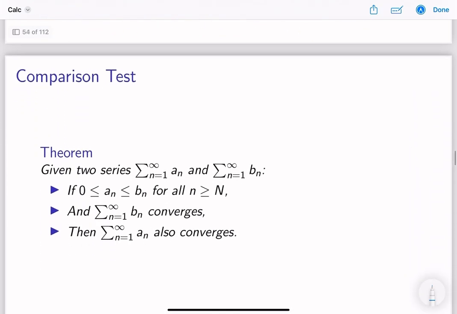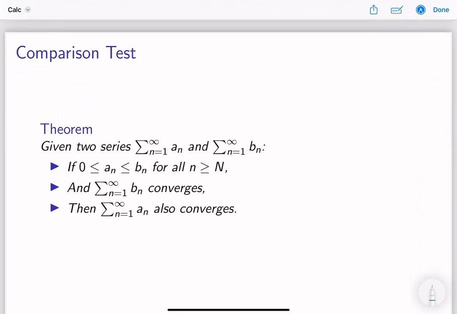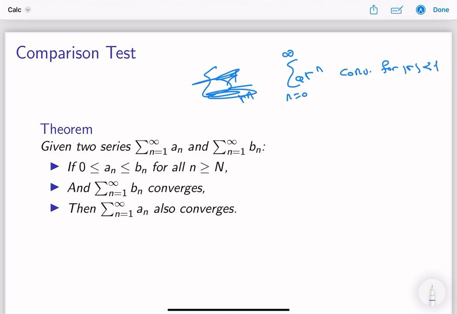Okay, so the next tool we're going to learn is the so-called comparison test. Quite often you will encounter series that look similar to other series that you know are convergent. For example, we know that geometric series that we studied in the previous video, of the form the sum of r to the n from n equals 0 to infinity, are convergent for r in absolute value less than 1. So this is something that we know.